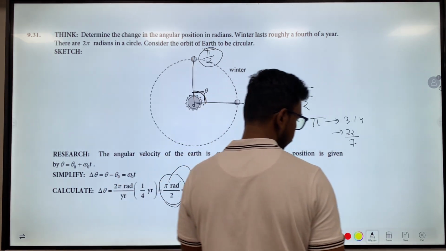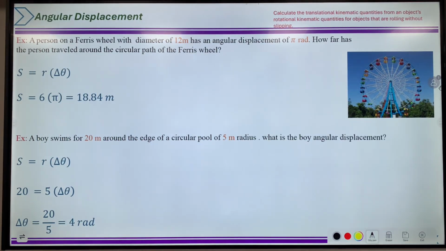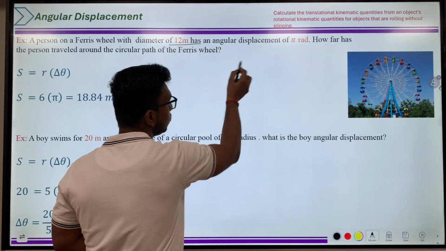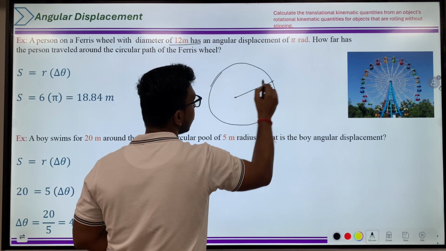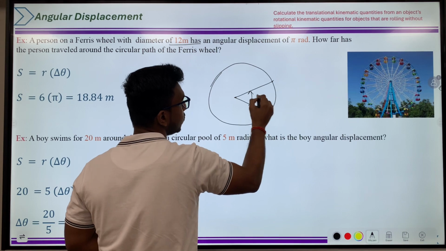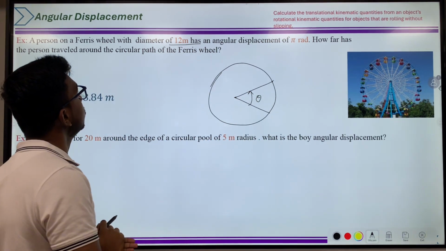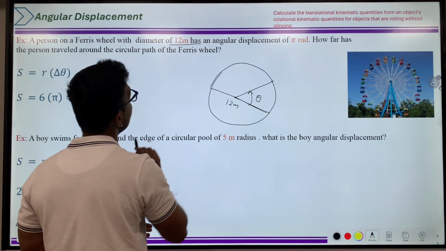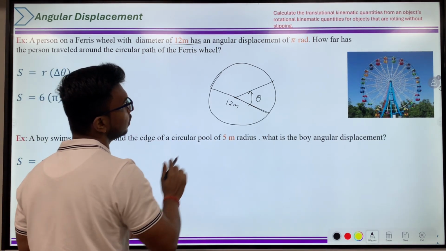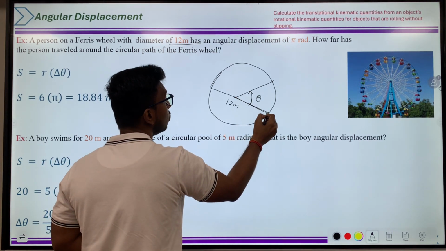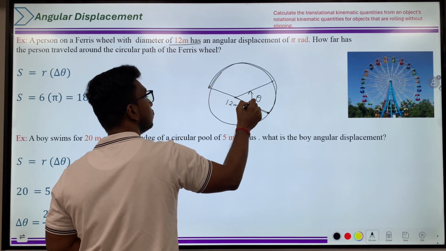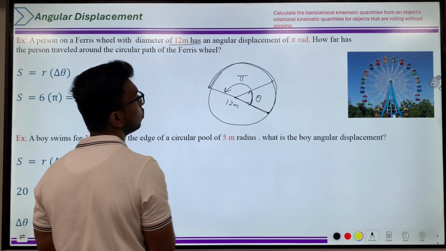It's a simple question. A person on a Ferris wheel with a diameter of 12 meters has an angular displacement of pi radians. When I say angular displacement, it means how much angle it has subtended, how much angle it has cut out. So this is the diameter, 12 meters. That means the person comes from here all the way to here, because this is pi radians, 180 degrees.